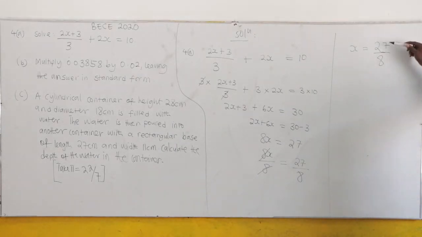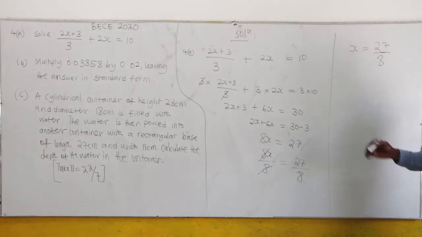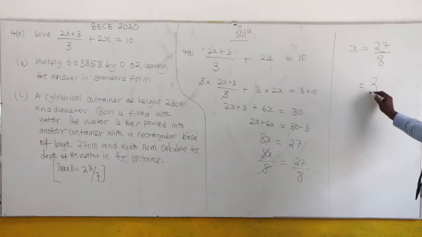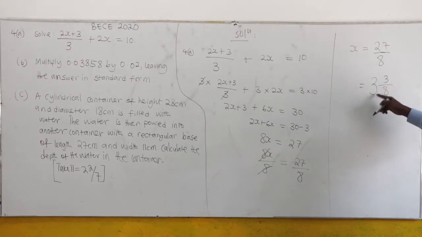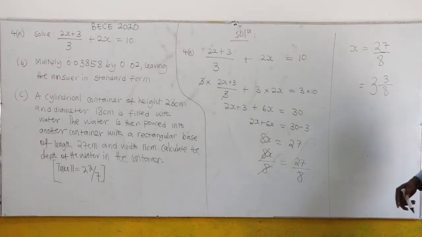Now how many times will 8 go into 27? That is 3 times. 8 times 3 is 24. So we have 3 as the whole number. Now 8 times 3 is 24, and 24 plus 3 will give us 27. So that's 3 whole number 3 over 8.